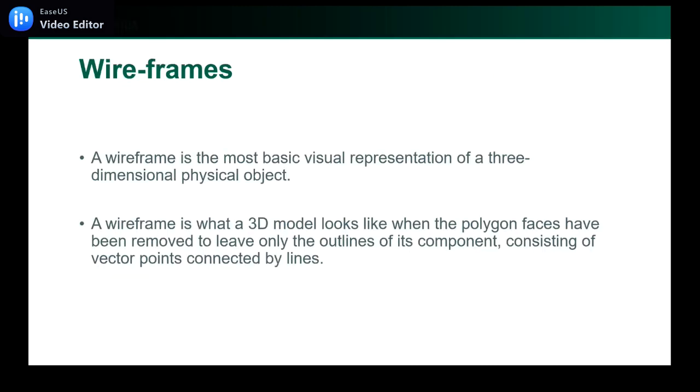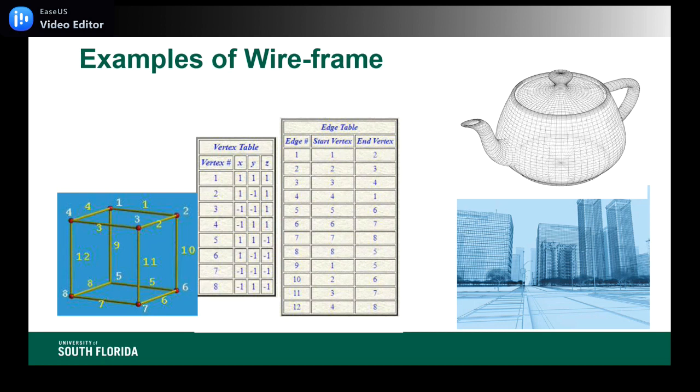So let us talk about wireframes. A wireframe is the most basic visual representation of a three-dimensional physical object. A wireframe is what a 3D model will look like when all the polygon faces are removed and we only have the outlines of the components. It basically just consists of vector points, and those are connected by lines. These are some examples of wireframes, and as we can see, we can use two different tables to represent a wireframe model, one vertex table and one edge table. The vertex table will contain all the vertex points of the model, and the edge table will show how these vertices should be connected to get the final image.